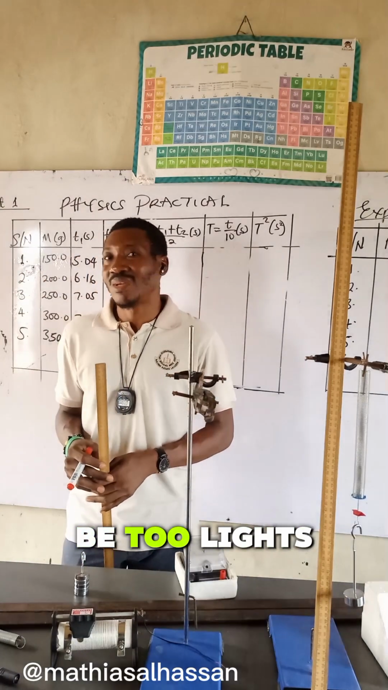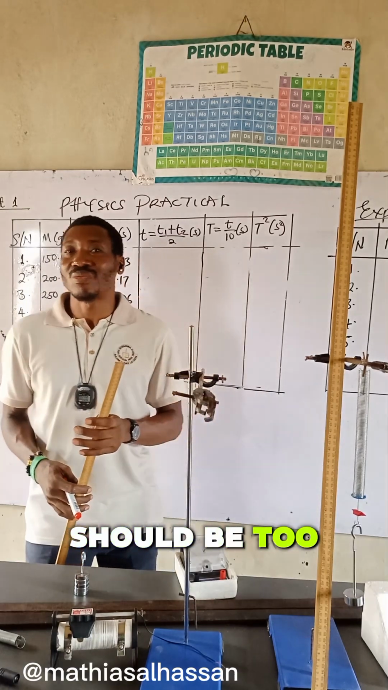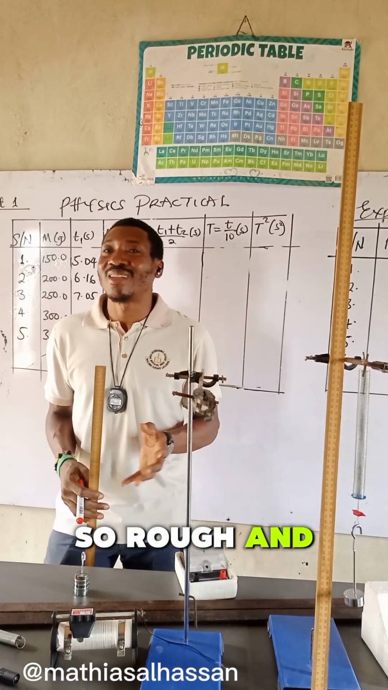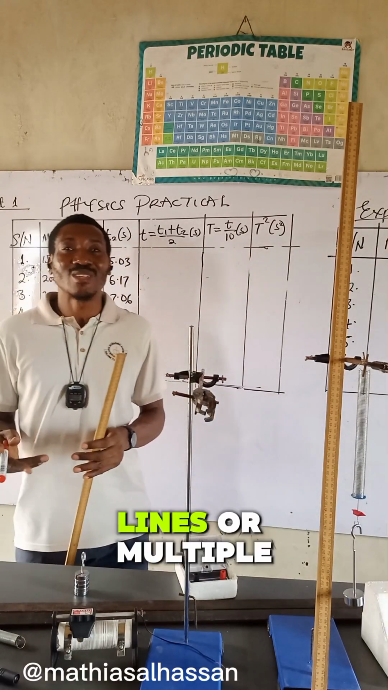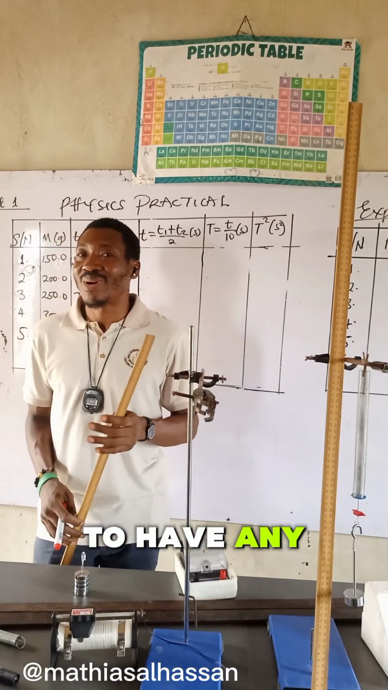Whenever you plot your graph, your pencil lines should be as light as possible, but should not be too light, and it doesn't mean that it should be too dark. You see some people plot a graph and it looks so rough, and the pencil line you see double lines or multiple lines, so it will not make your graph have any mark at all.